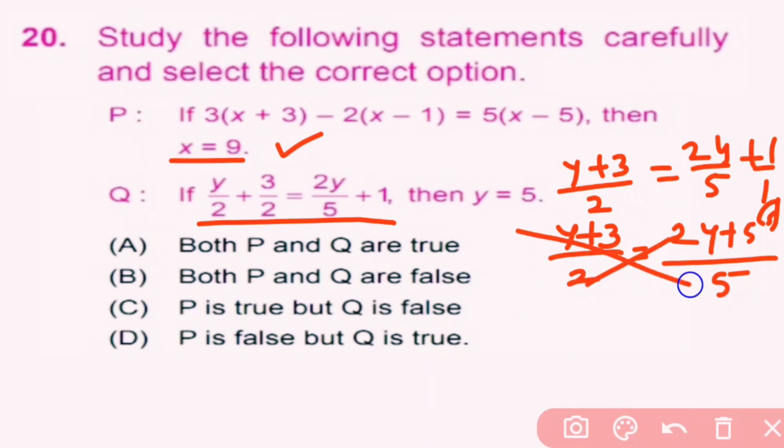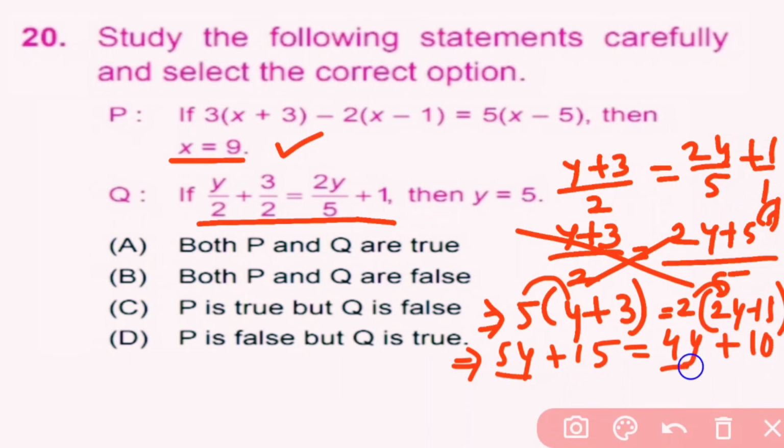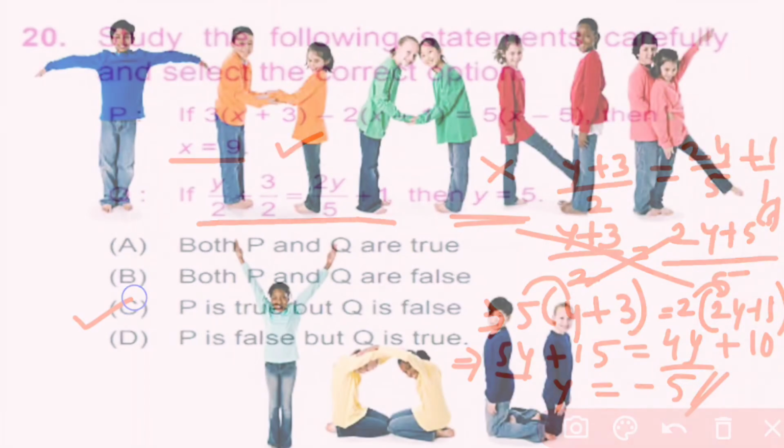We do cross multiplication, means 5 into (y plus 3) is equal to 2 into (2y plus 5). 5 into y is 5y plus 5 into 3 is 15, equal to 2 into 2y is 4y and 2 into 5 is 10. 5y minus 4y is y and 10 minus 15 is minus 5. So here y is equal to minus 5. So this answer is incorrect. So here P is true and Q is false. C is the correct answer.